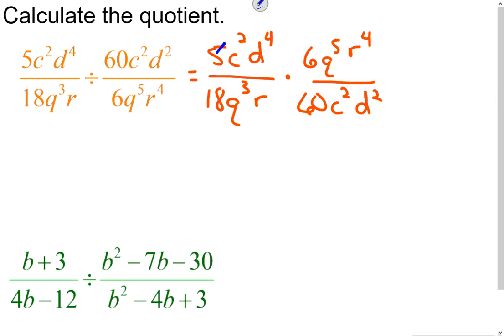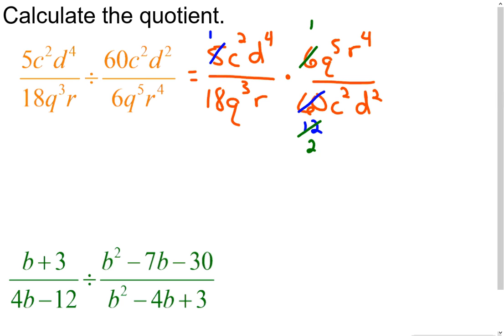5 and 60 have a factor of 5, so the 5 is going to become 1. The 60 is going to become 12. I see the 6 and this 12 both have a factor of 6, so the 6 is going to become 1, and the 12 is going to become 2.